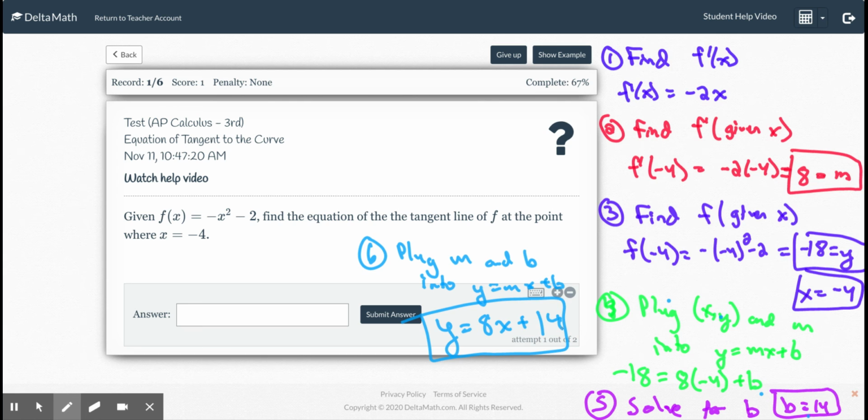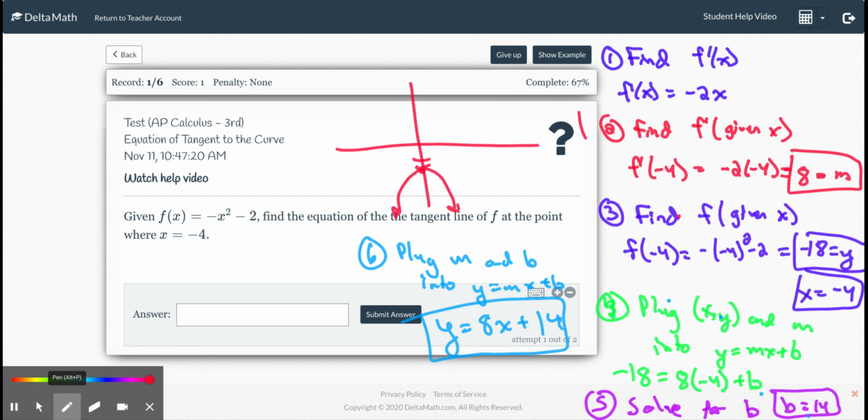at that point. And if you can envision what's happening here, quick illustration. This negative x squared minus 2 would just be a parabola that opens down at negative 2. So this is saying at negative 4, so this is negative 4 out here, the equation of the tangent line would be 8x plus 14. So it would hit up there at 14, right, slope of 8. That's what's happening. All right, so let's go ahead and type it in, and we'll finish off with one more example here, go a little bit faster.